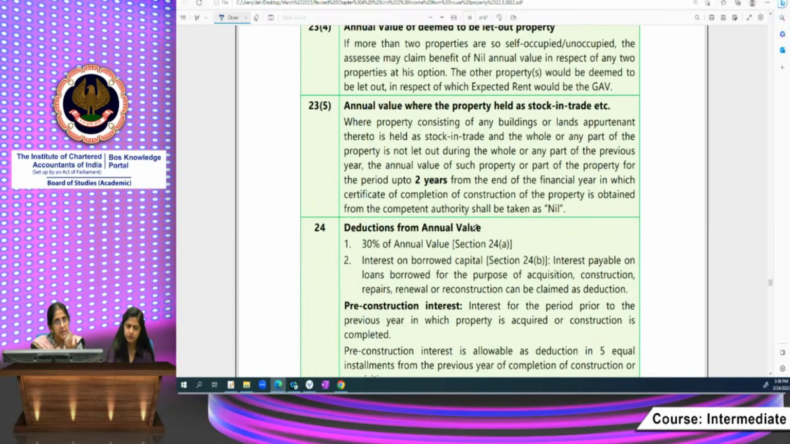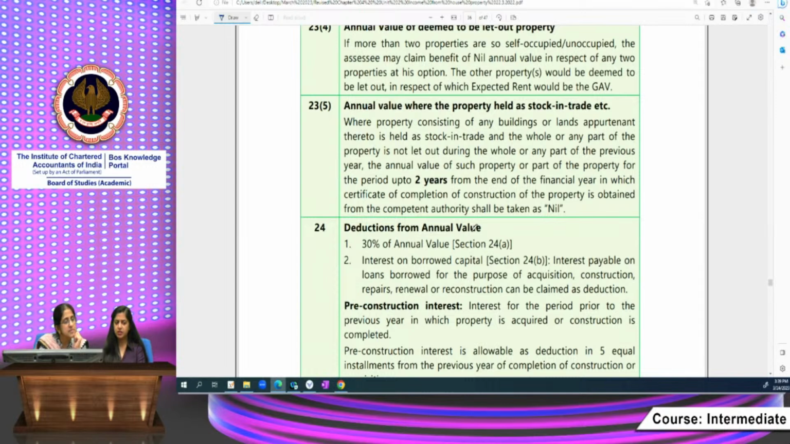That is from the previous year 22-23, I will get 10 lakh divided by 5, 2 lakh each year, in addition to the current year interest. Now my current year interest is say 3 lakh. 3 lakh is my current year interest plus this 2 lakh. 5 lakh will be my total interest which I'm eligible for. If it's a let out property, I can get it in full, 5 lakh. If it's a self-occupied property, it will be restricted to 2 lakh. I hope this is clear.